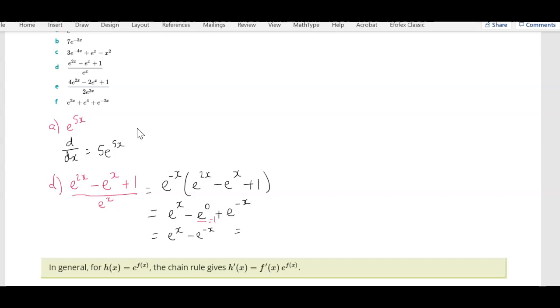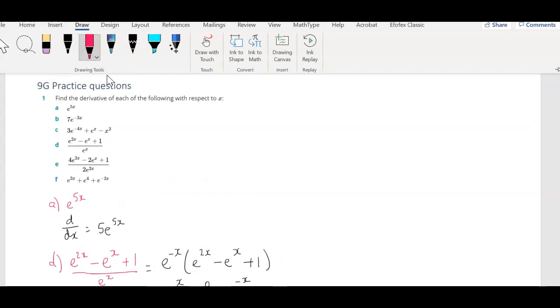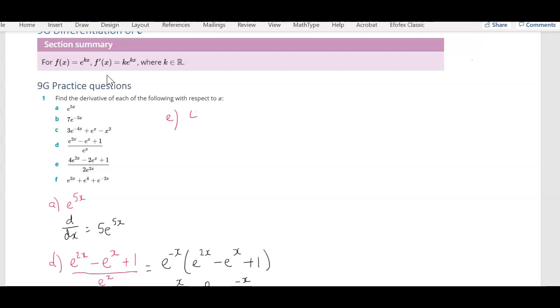You might have to write that as e to the power of x minus 1 over e to the power of x. Right, so instead of having a negative power, writing it as a positive power. All right, let's do another practice of one like that. 4e to the power of 2x minus 2e to the power of x plus 1 all over 2e to the power of 2x.